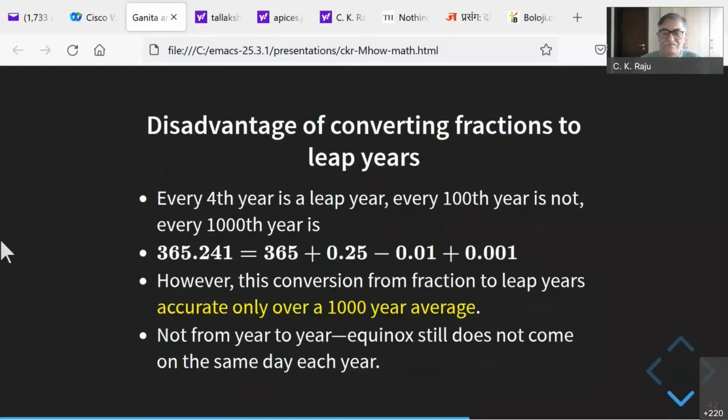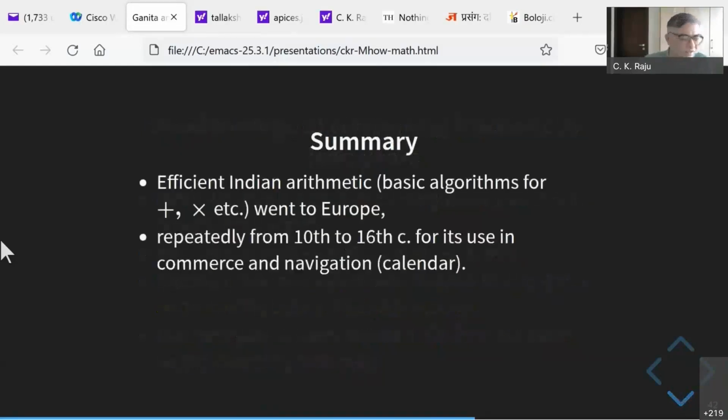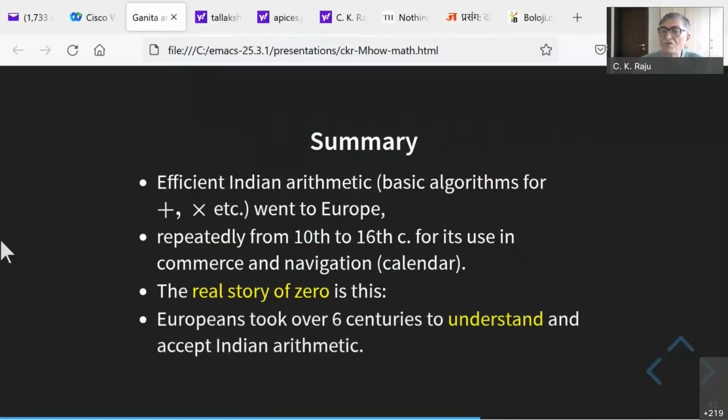You should understand it. All right, let me just summarize this quickly. I've taken a lot of time. Efficient Indian arithmetic went to Europe and was repeatedly brought back. It went 3 times, came back. And the real story of zero is that Europeans took 6 centuries to understand Indian arithmetic. It was efficient, went repeatedly, and it took them a long time to understand.